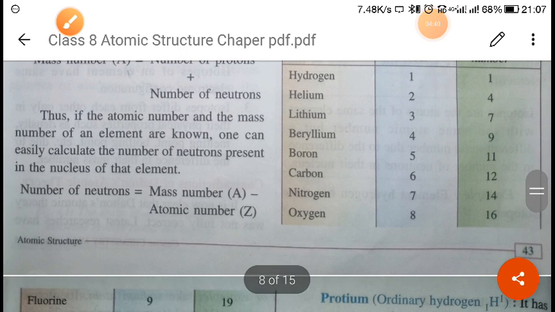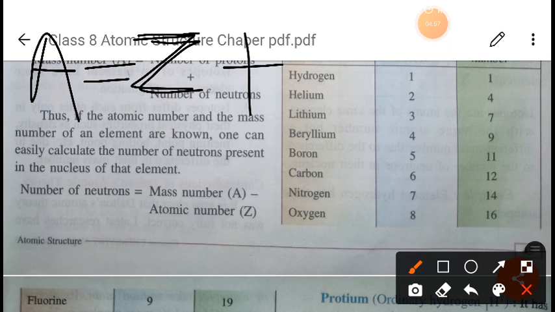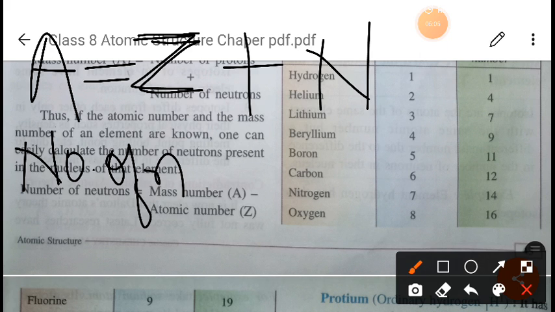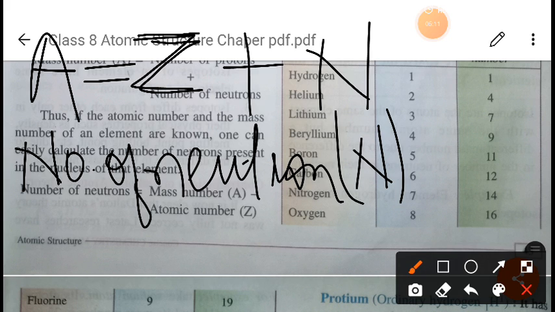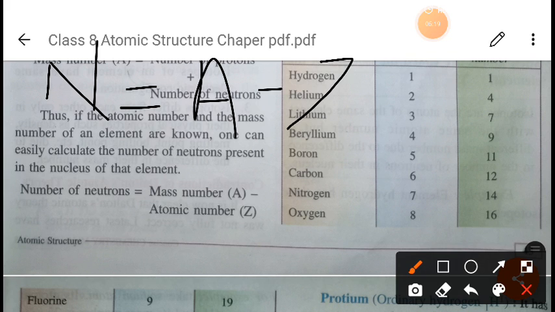Now next, from this formula, the mass number is equal to the number of protons, or atomic number, plus the number of neutrons. So from here we can find out the number of neutrons also. Suppose the number of neutrons is denoted by n. At that time we can write that the number of neutrons is equal to the atomic mass, or mass number, minus the atomic number, right?